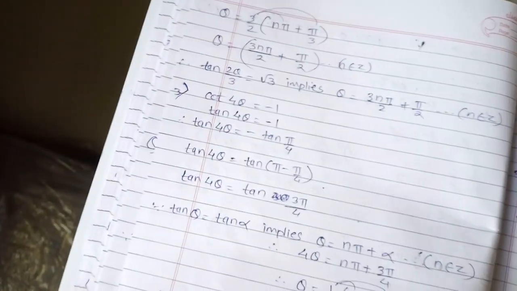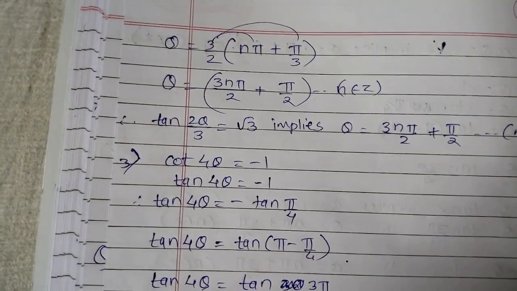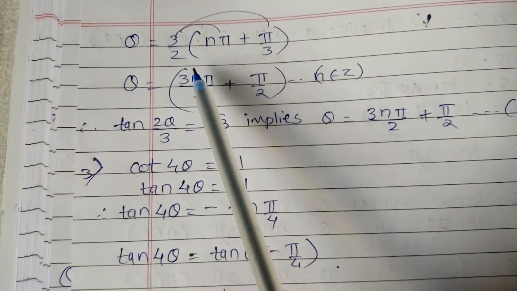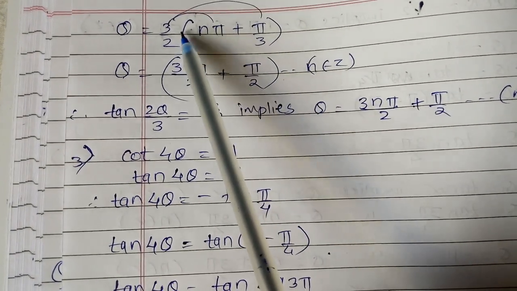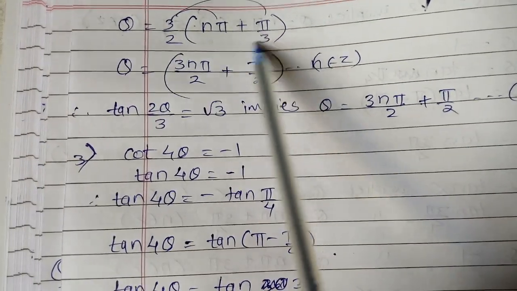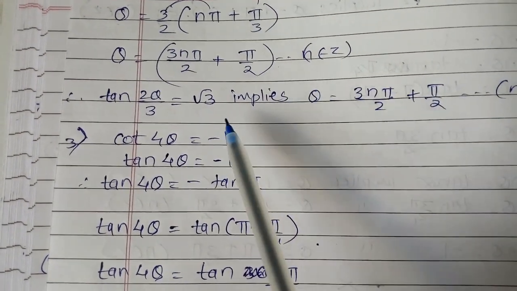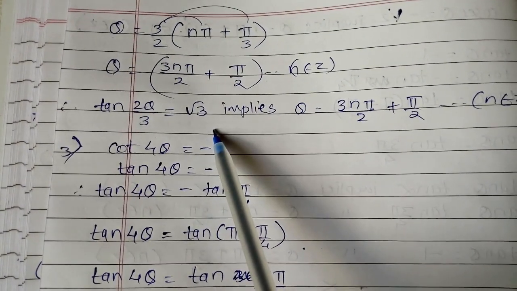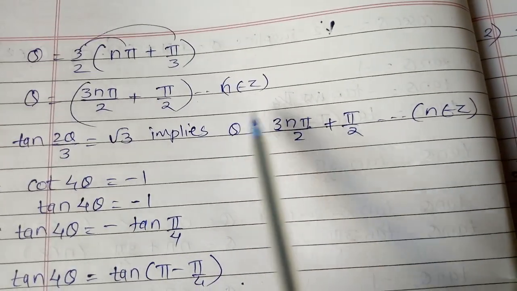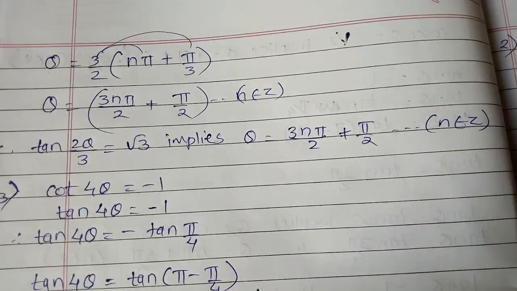So theta is equal to 3 by 2 times n pi plus pi by 3. Now multiply each member by this 3 by 2. So here we get 3 n pi upon 2 plus, when we multiply this with pi by 3, the 3 will get cancelled and we get pi by 2, where n belongs to Z. So tan 2 theta by 3 is equal to root 3 implies, here we write the example, that is theta is equal to 3 n pi upon 2 plus pi by 2, where n belongs to Z.